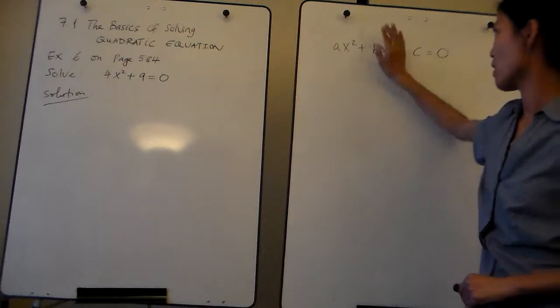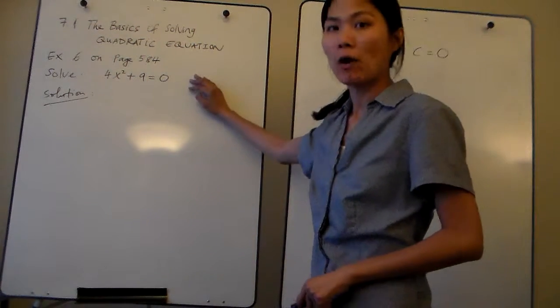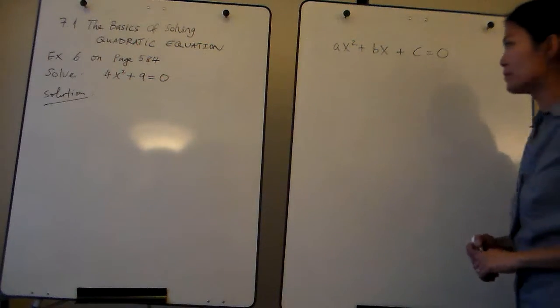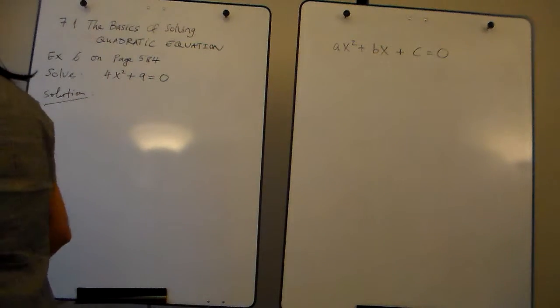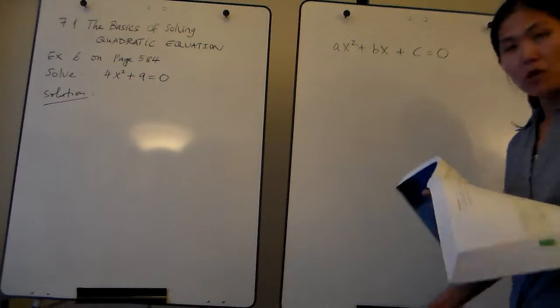0 times x is 0, that's why you don't see that term. But this is still a quadratic equation in standard form when b equals 0. So now, when you don't have the x term, you'll be using the principle of square roots.